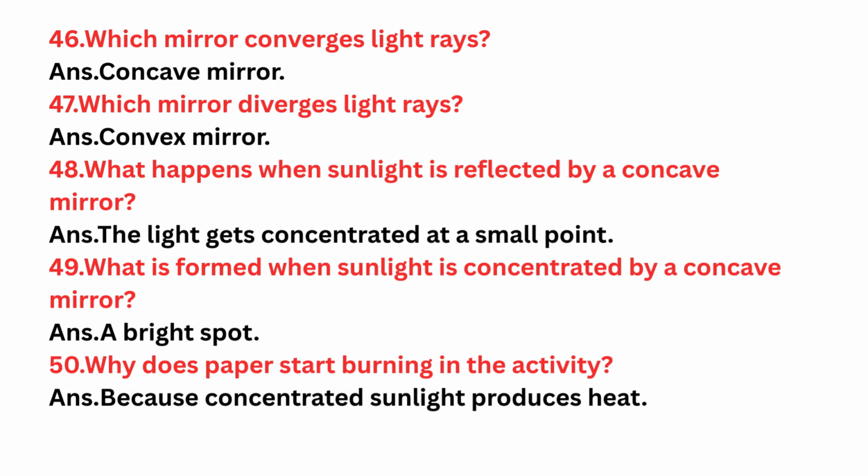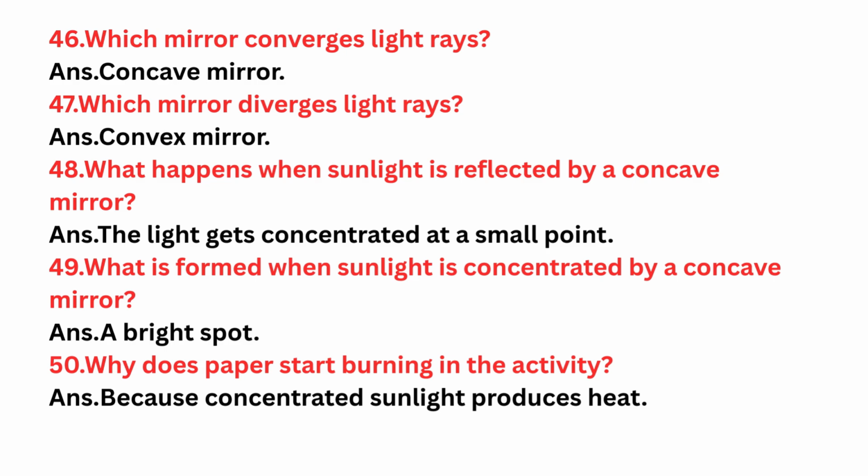Question number 46. Which mirror converges light rays? Answer. Concave mirror. Question number 47. Which mirror diverges light rays? Answer. Convex mirror. Question number 48. What happens when sunlight is reflected by a concave mirror? Answer. The light gets concentrated at a small point.